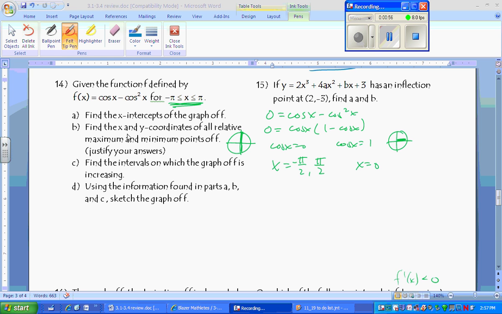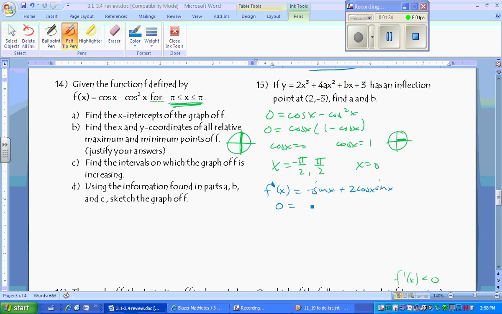Alright, for part B, finding x and y coordinates, all the relative maximum and minimums, we have to find the derivative and the critical values to find out where the relative max and mins are. So, first derivative f of x. Derivative of cosine is negative sine minus derivative of cosine squared. We have to bring the 2 out in front, so 2 times cosine of x, and then times the derivative of cosine, which is negative sine. So I'm just going to go ahead and put positive sine there and make this a positive. Negative times negative is positive.